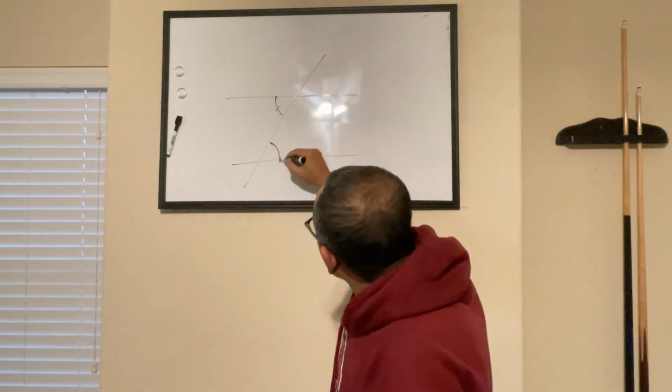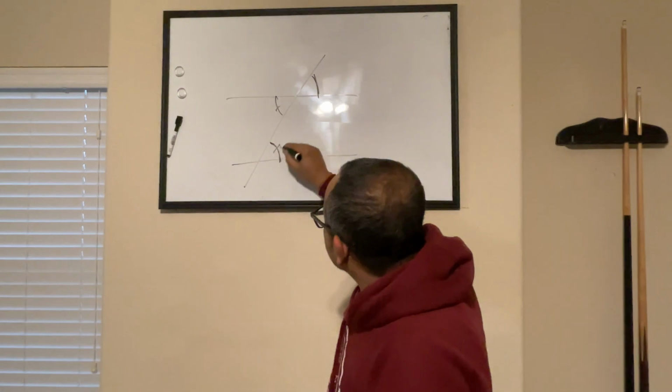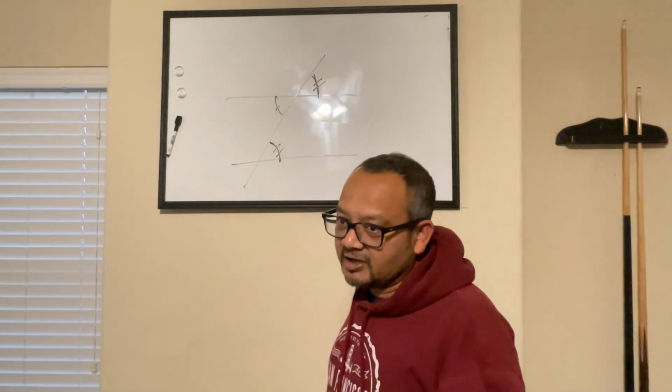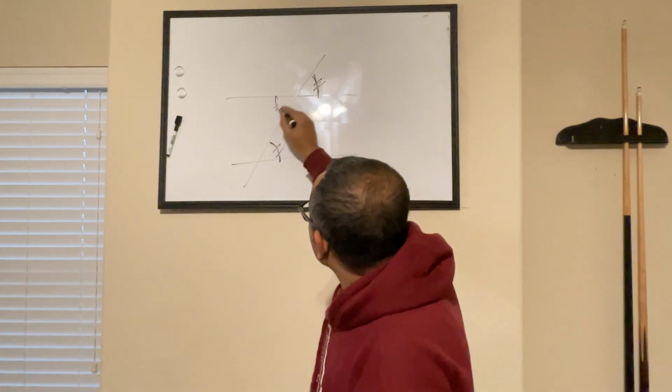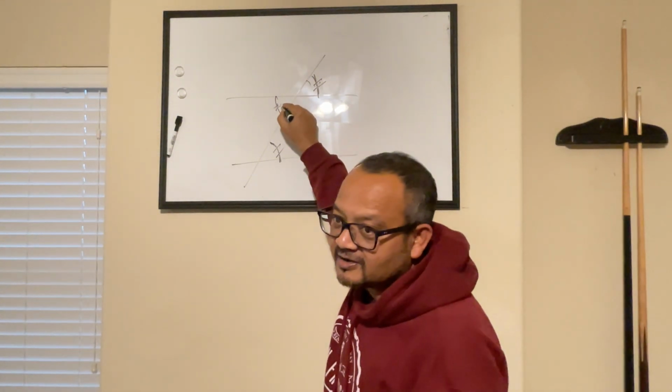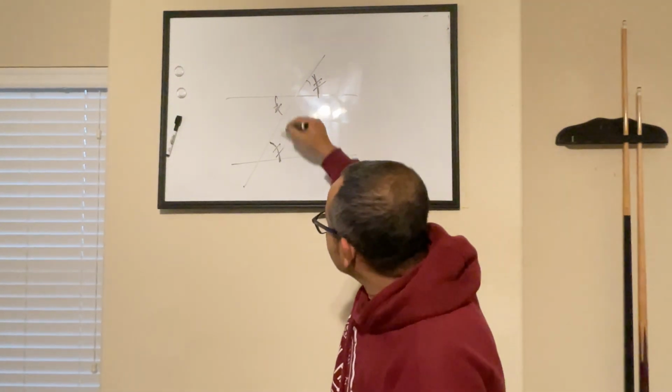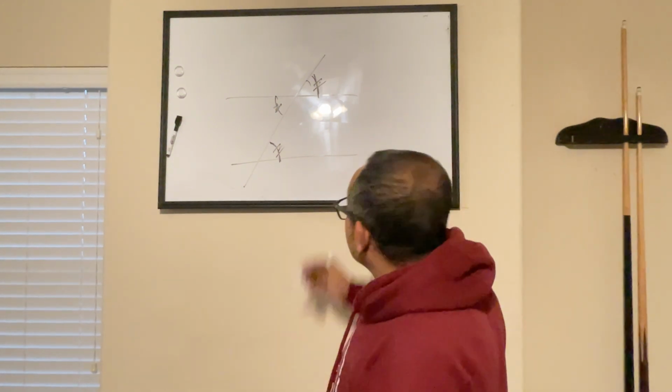Now we know this angle and this angle are same. This and this are same, parallel lines. And this angle and this angle are same because they are opposite angles. So that means this and this are same. Very simple to prove. This is another way of proving it.